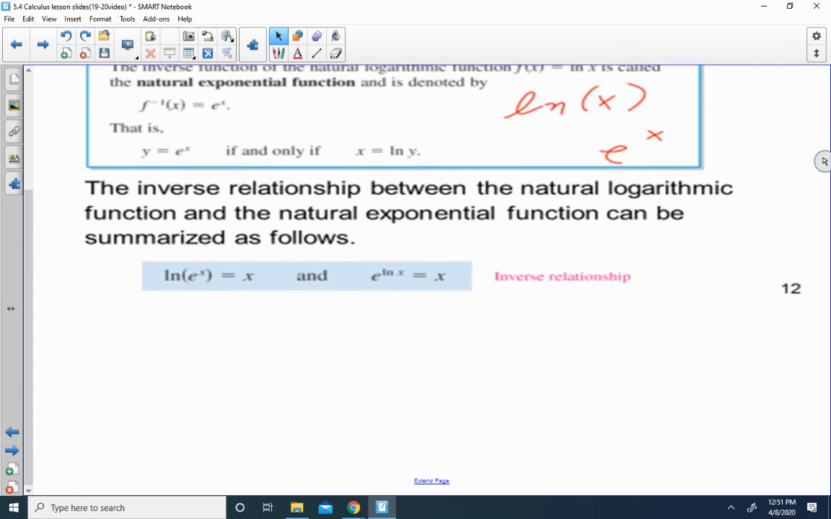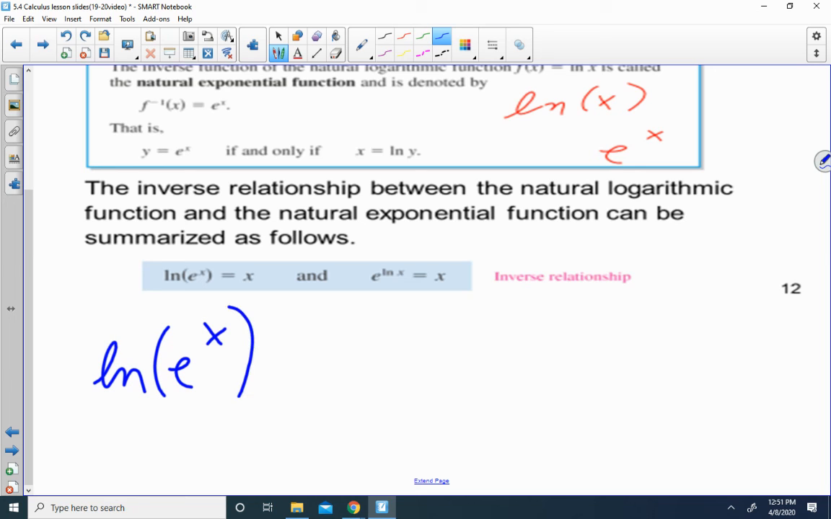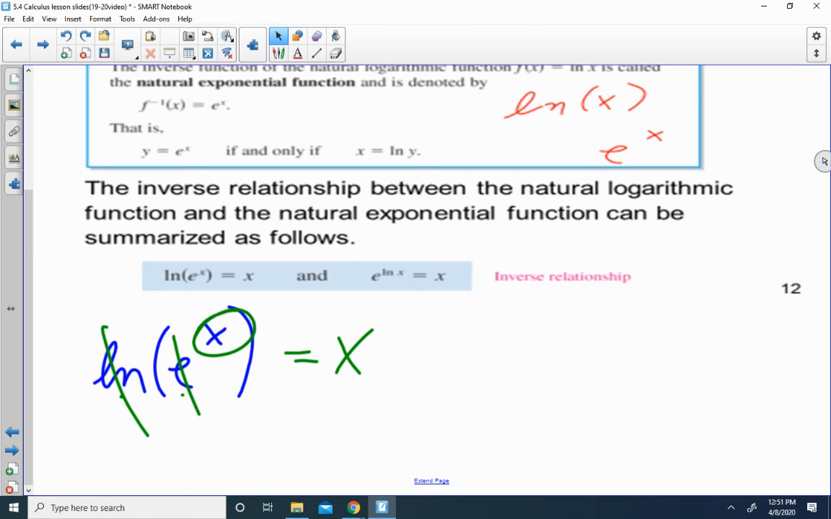Or in other words, anytime natural log and e are right next to each other, that means that since they're inverses, you're allowed to cancel them out. And all that you're going to be left with is the power that did not get eliminated. The same thing is also true for the other way around.